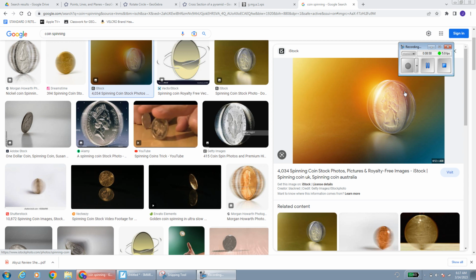And here's an image of that from Google Images. When the coin spins really, really fast, even though it's a circle, it starts to look like a sphere, like a 3D solid. So you can see that from this image here.